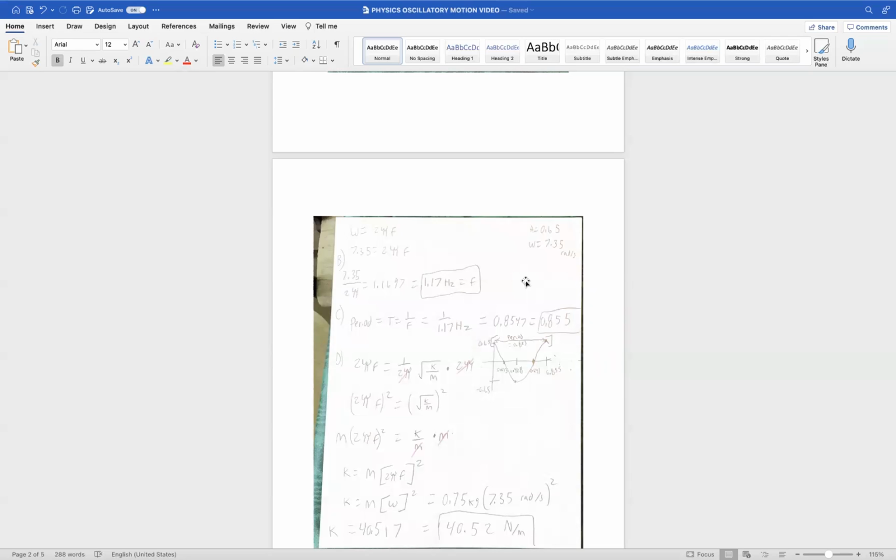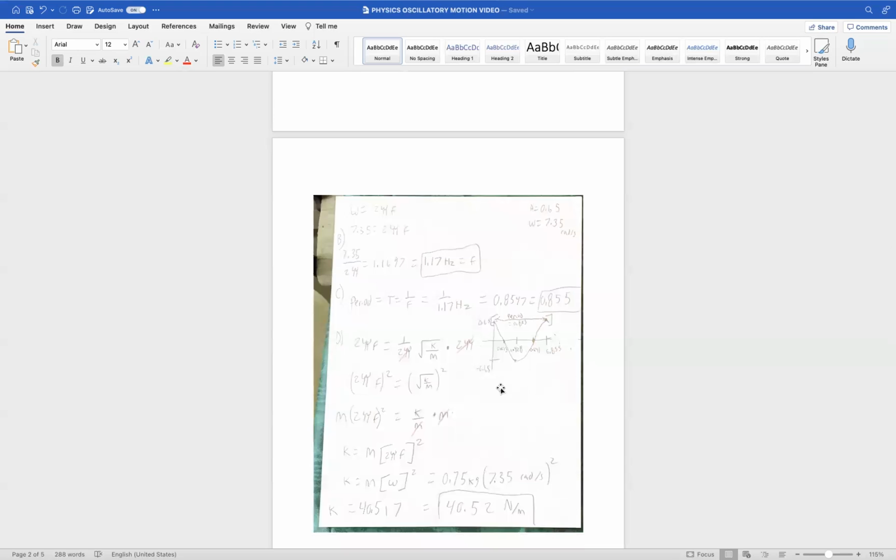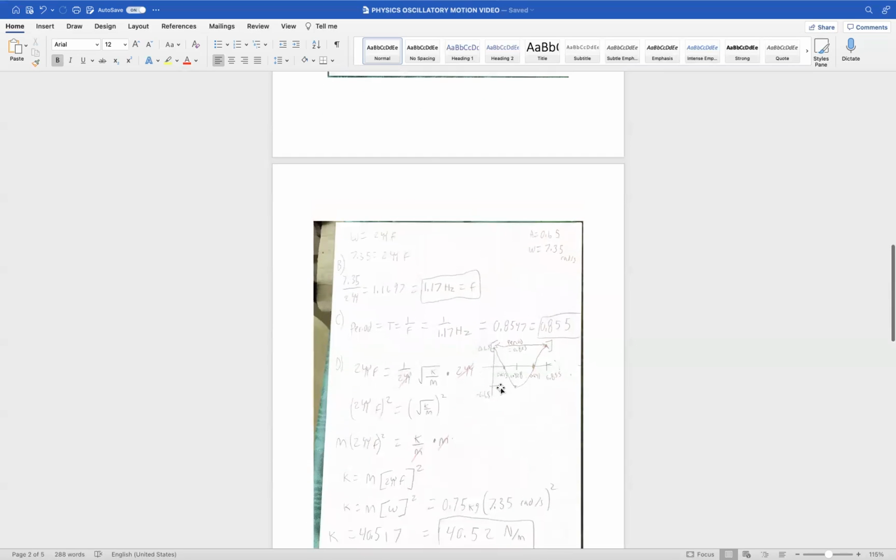Now, you can actually graph this. So from where you're at right here, the period is one of these, and the period is 0.855. Right here, this is the halfway mark, and here's the amplitude, the top and bottom of how far it goes. So that's part C. Now there's one more. We have to calculate the spring constant.